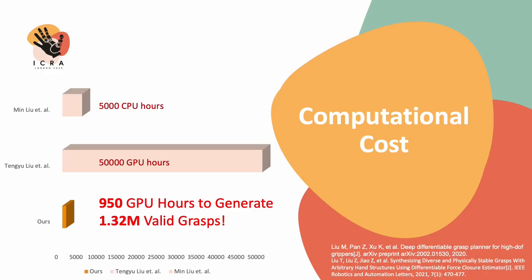Finally, we emphasize that to generate such a large dataset, our method is significantly faster than all previous work. The entire dataset of 1.32 million grasps only costs 950 GPU hours, which would have taken 5,000 CPU hours or 50,000 GPU hours for the other two methods above. As a result, we are able to generate the whole dataset in less than a week using 8 NVIDIA A100 graphics cards.